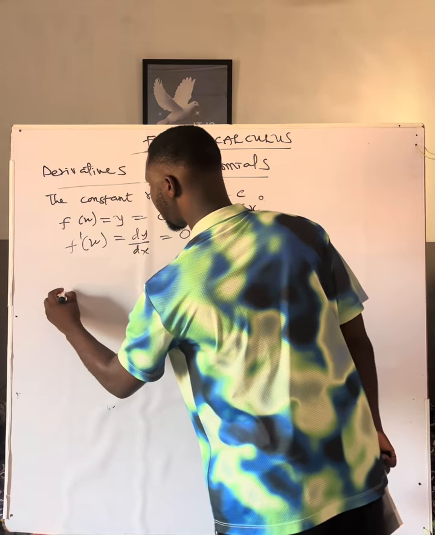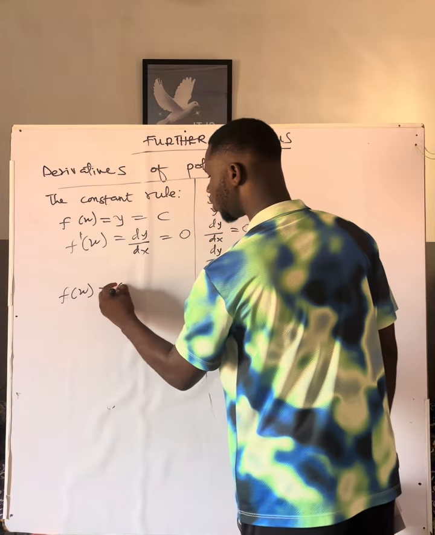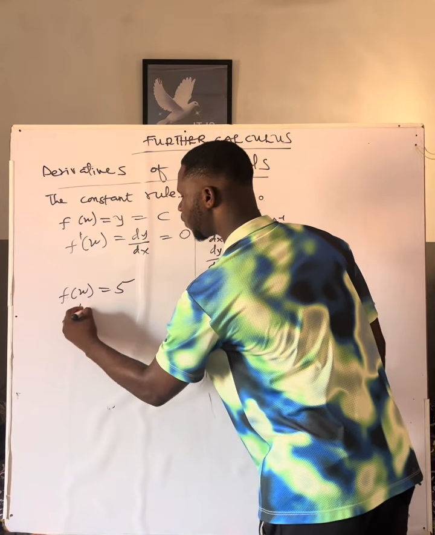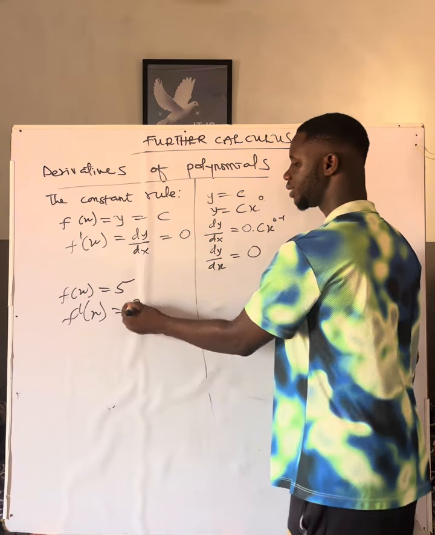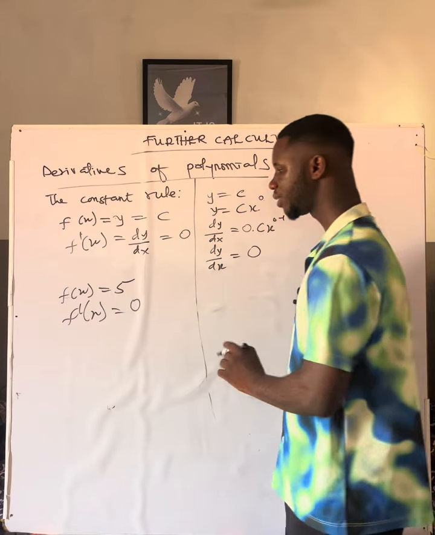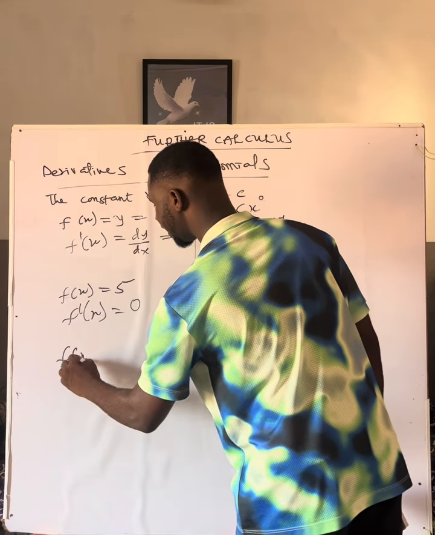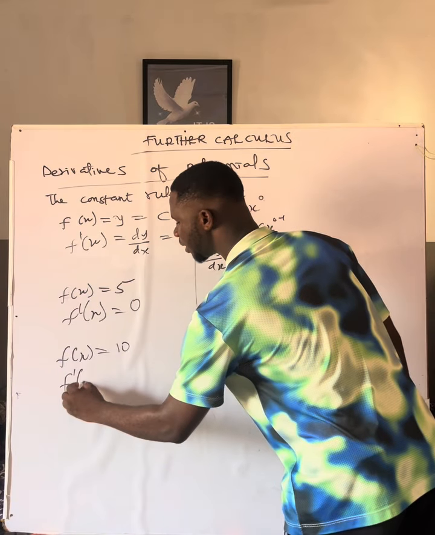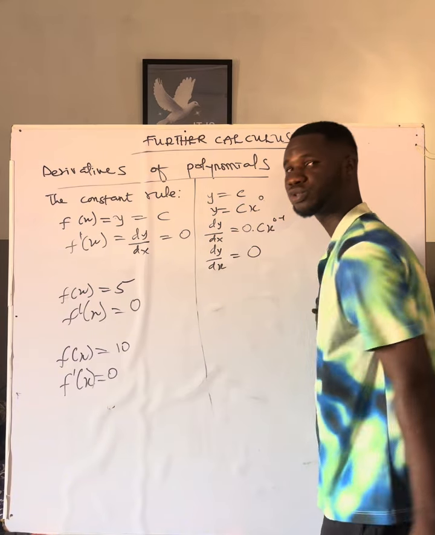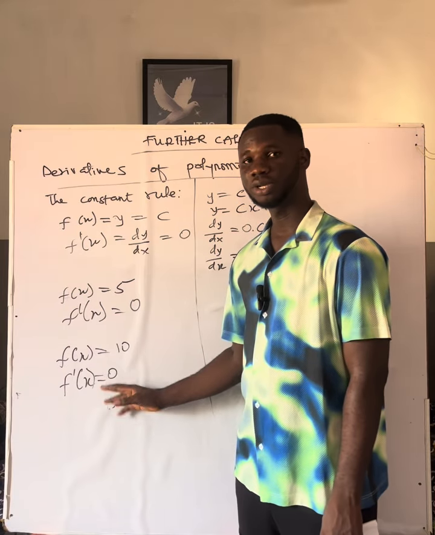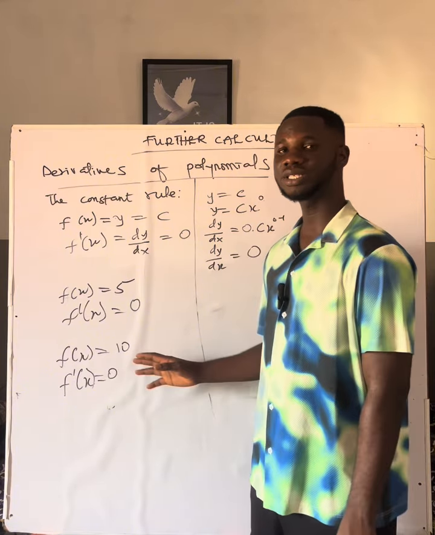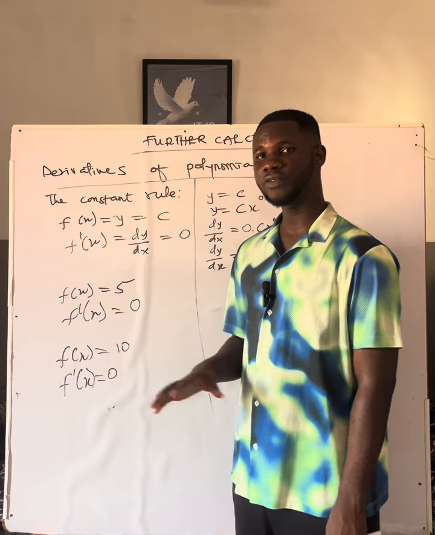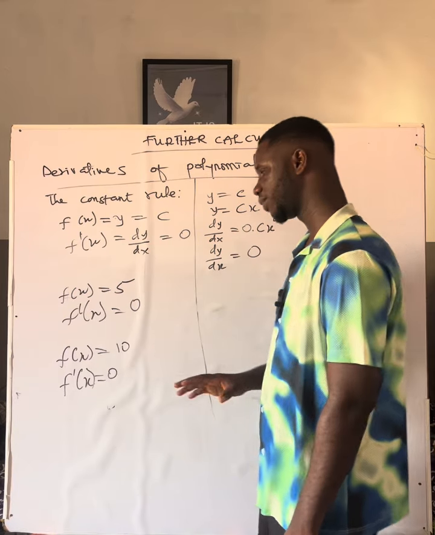So anytime you differentiate a constant, you are going to get 0. So let's say our f of x is equal to 5. Our f prime of x is going to be what? 0. If I have f of x equal to, let's say, 10, our derivative f prime of x is going to be what? 0. Okay, if you differentiate 100, you get 0. If you differentiate -2, you get 0. So as long as the number is a constant with no variable attached to it, you are going to get 0.